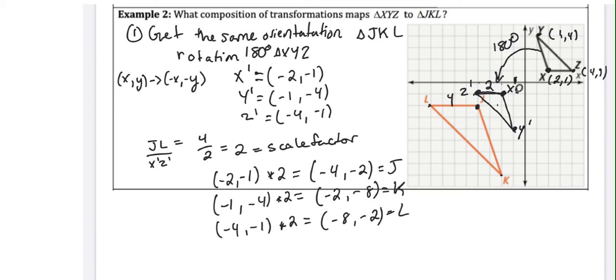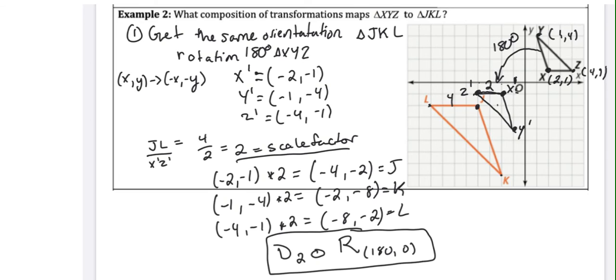Therefore, right, we did a map. We first did a rotation of 180 around the origin, and then we did a dilation of 2. Remember, the first thing we do, we write second. Okay, so it's a composition. And then the second part is the first thing we did, which was a rotation of 180 about the origin. And then the second thing we did was a dilation of 2, a scale factor of 2, right? So that is our composition of transformations, mapping XYZ to JKL.